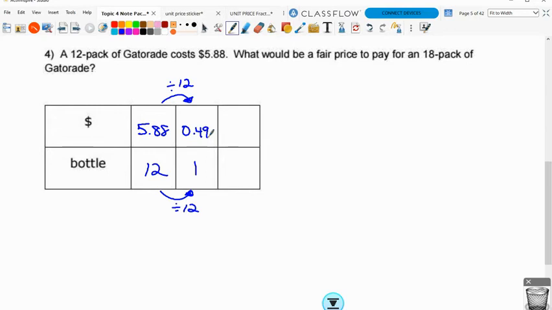Okay, this is the value I'm going to use to figure out the cost of an 18-pack. So in my bottles, now I want to know how much 18 bottles will cost. Well, to go from 1 bottle to 18, I'm going to have to multiply by 18.